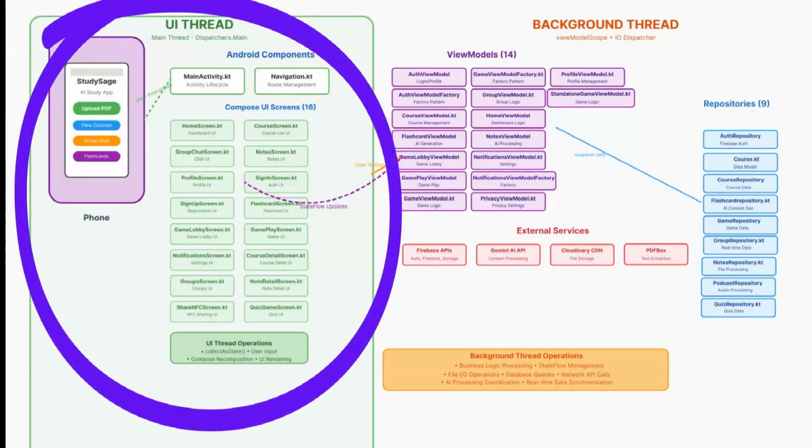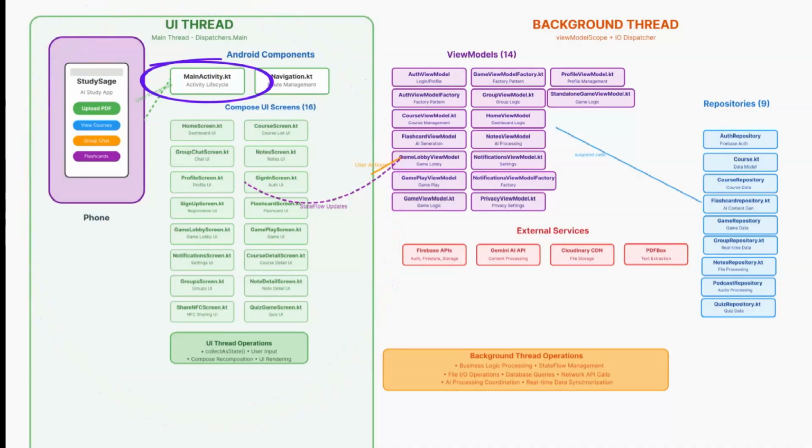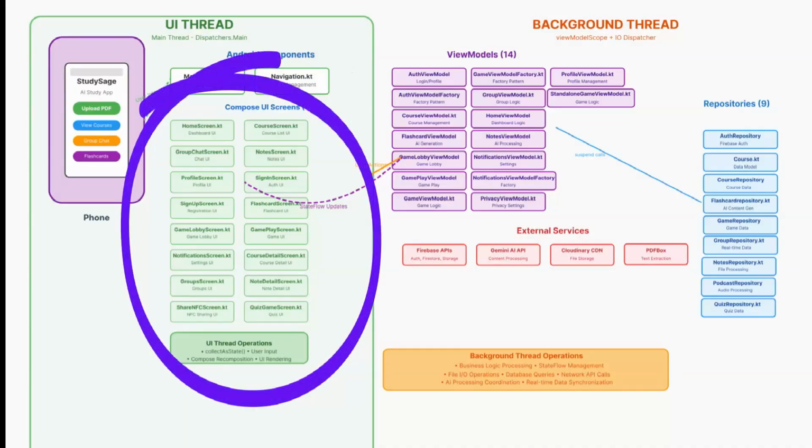On the left in green, we have the UI thread containing our main thread components. This includes our main activity handling app cycle, navigation system managing screen transitions, and our Compose UI screens. These UI components handle only three things: displaying the interface, capturing user input like taps and text entry, and observing state changes. They perform absolutely no heavy processing.